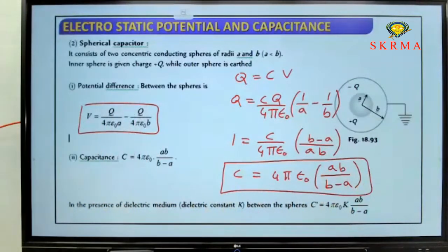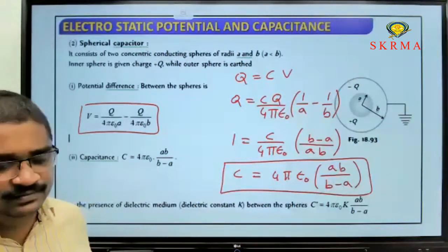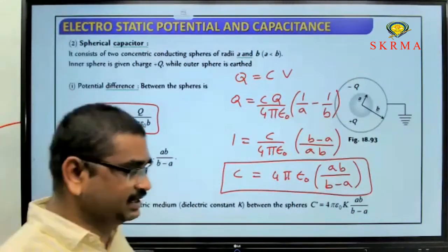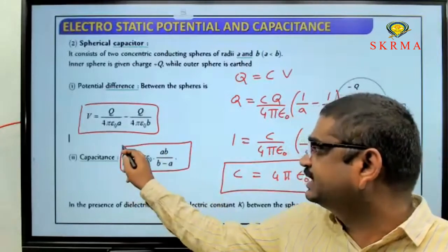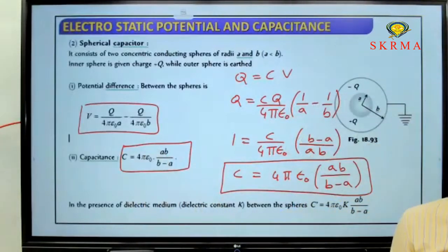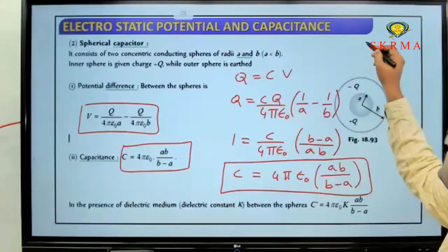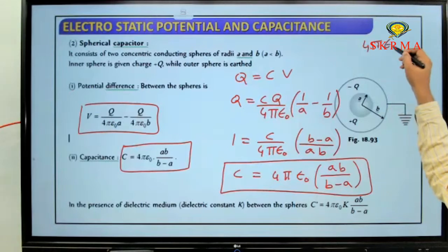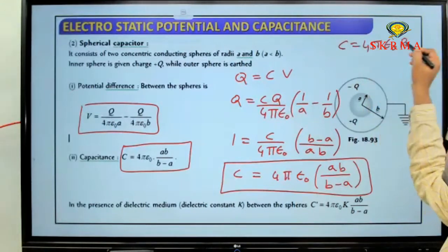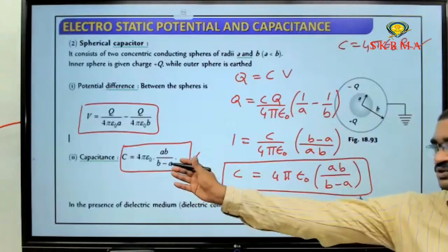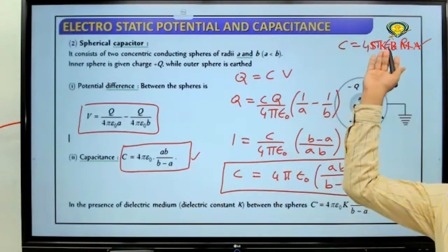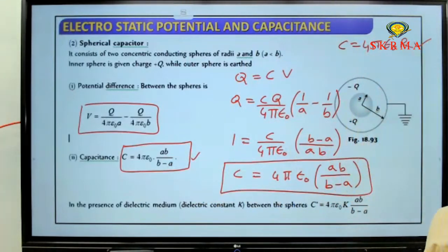So this is the capacitance of that spherical capacitor when the outer sphere is earthed. This is the formula for the capacitance of a capacitor when the outer sphere is earthed. We already discussed the other formula for capacitance of a sphere, that is 4 pi epsilon naught into R. When do we use which? If two different radii are given, use this one. If only one radius is given, then use the other one. Is this clear?